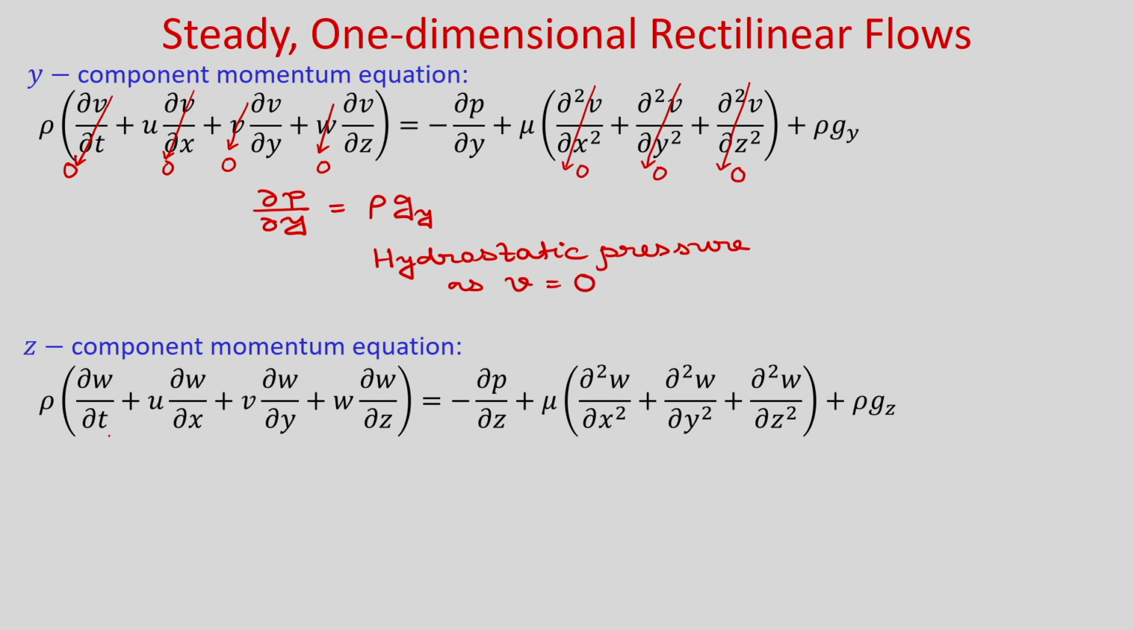And similarly, in the z component of momentum equation, this is 0 as it is steady state, w is 0. So, these terms are 0, and the viscous term is also 0 as w is 0. So, you will get del p by del z is equal to rho g z. So, this is also the hydrostatic pressure as w is equal to 0.